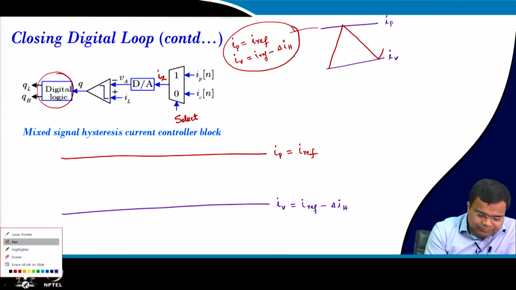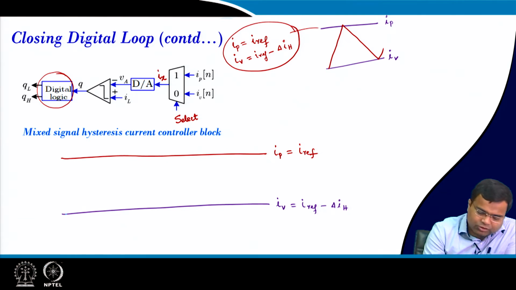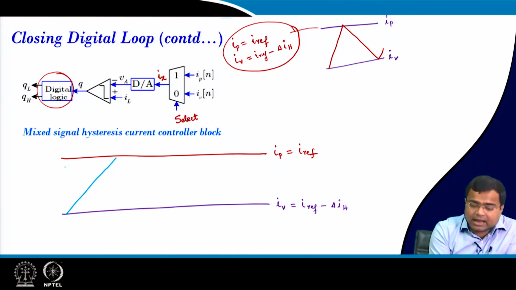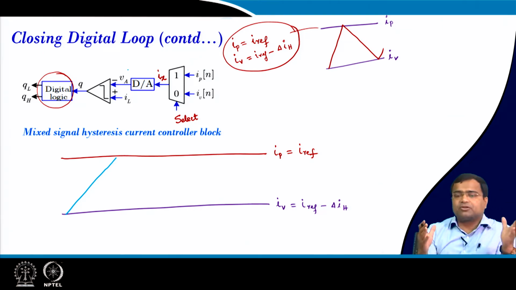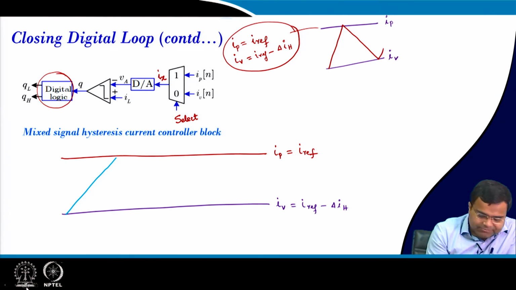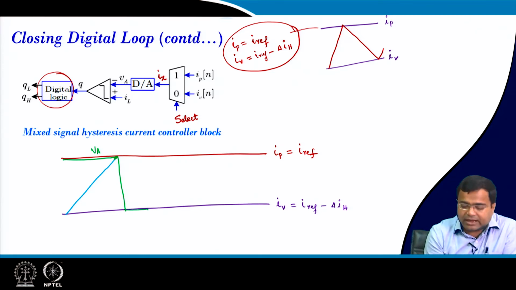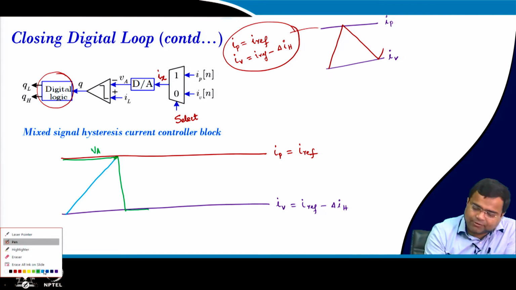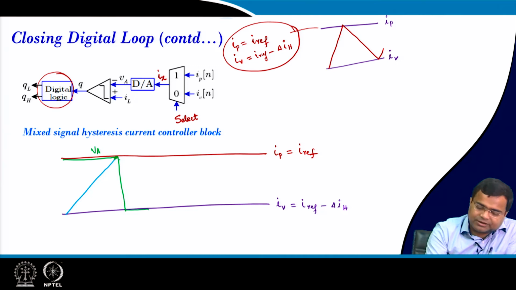Now, how does it operate? We want to draw the inductor current. Let us say the inductor current is going up. During this time, when the inductor current is rising, I need to compare this inductor current with VA. VA is nothing but the analog version of the Ix. This is my VA. Whenever there is an intersection, my VA is changed to I valley, and the inductor current will start falling because the comparator changes.